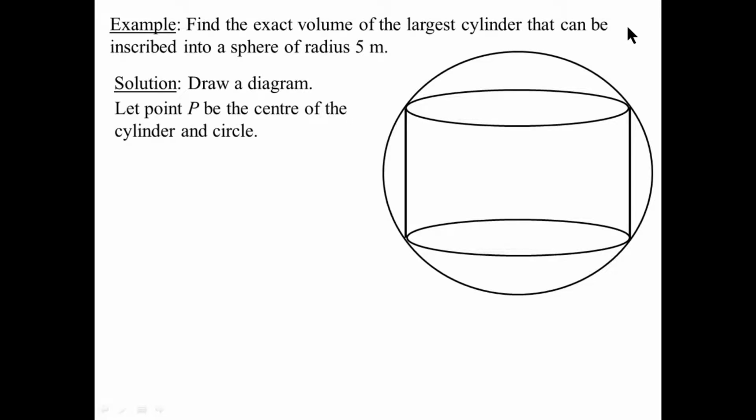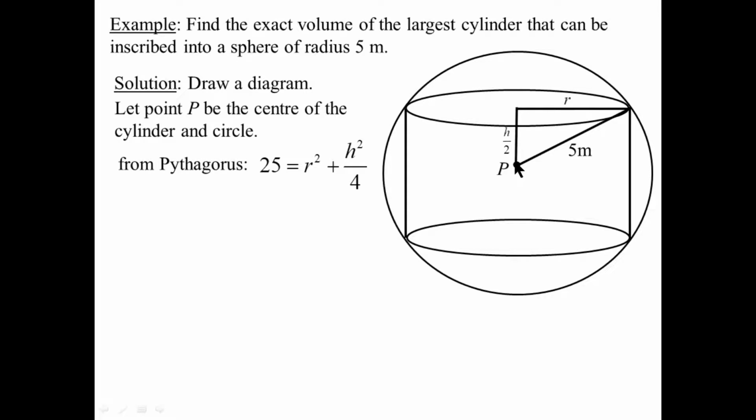Let P be the center of both the cylinder and the sphere, a point. So if we were to draw a line from P over to the surface of the sphere, that would have to be 5 meters. And then we're interested in the height of this cylinder as well as its radius, so that we can start adding to our diagram here. We have the radius of the cylinder, not the sphere, and half of its height will be from its middle to its top. So this would be h over 2.